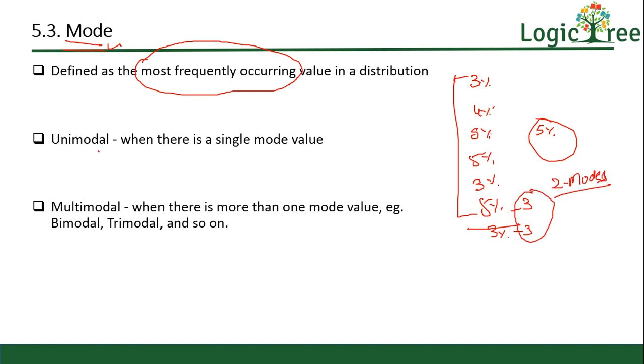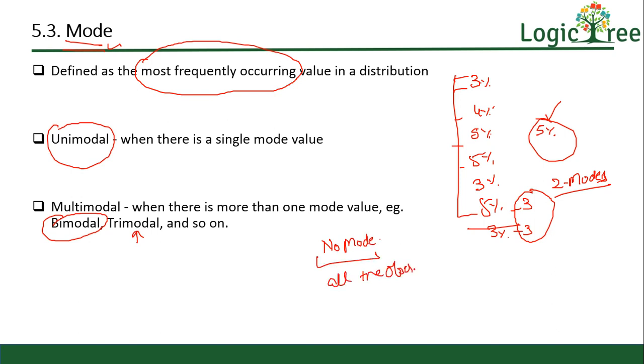So it is known as bimodal. While in the previous case, we were having only 1 mode, so that is known as unimodal. Similarly, if we have 3 modes, then it is known as trimodal. Now when all the numbers here are equal, then we have no mode. So we have no mode when all the observations are the same.